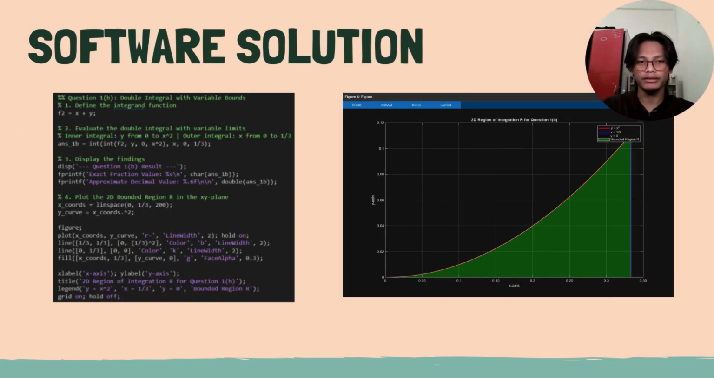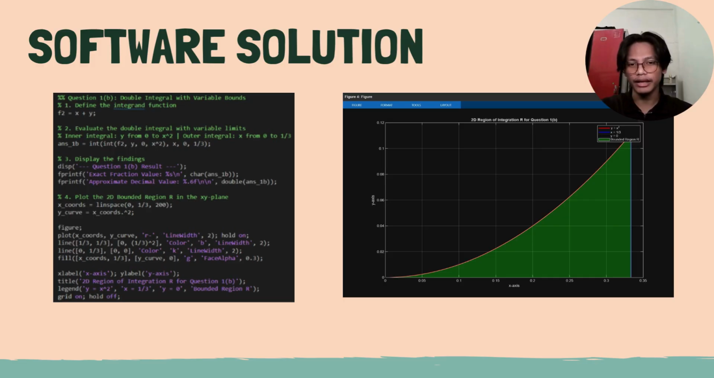Next, I'll be explaining the script for the software solution in MATLAB and the graph. As usual, we define the integrand function first, which is f2 equals x plus y, so we don't lose our function. And next, the most important part is the evaluation of the double integral with variable limits.